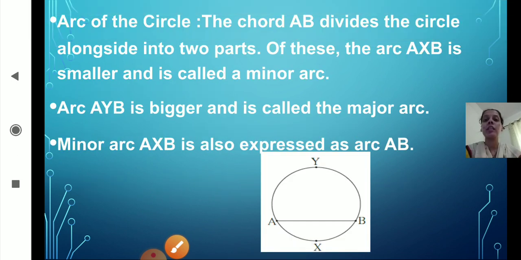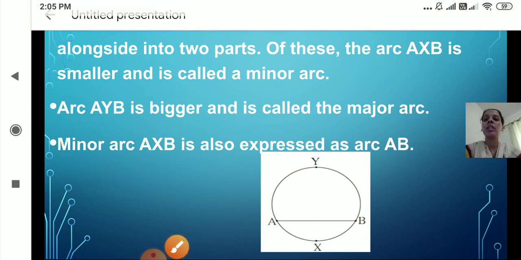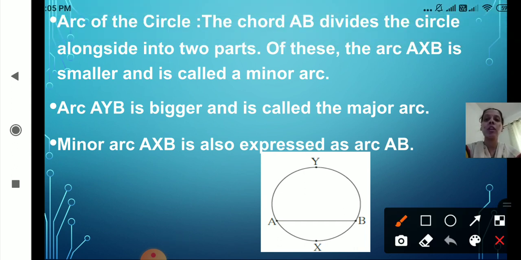Okay, now we'll see the next concept, that is arc of the circle. The chord AB, as you can see here in the figure, this is chord. AB is the chord. So the chord AB divides the circle alongside into two parts. Of this, the arc AXB is the smaller and is called a minor arc. This arc is smaller arc, correct? And arc AYB is the bigger arc and it is called as major arc.